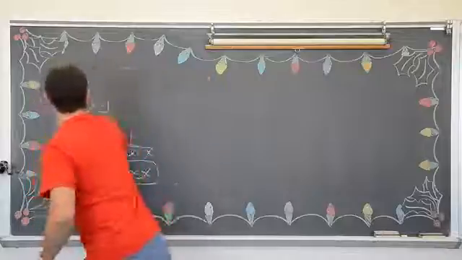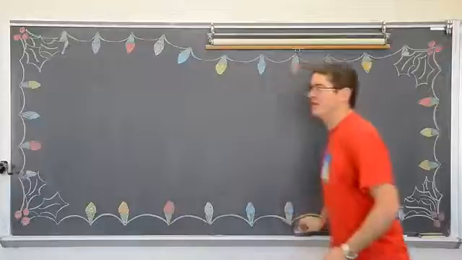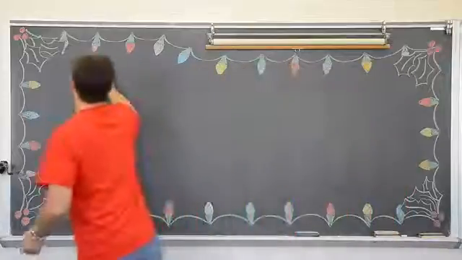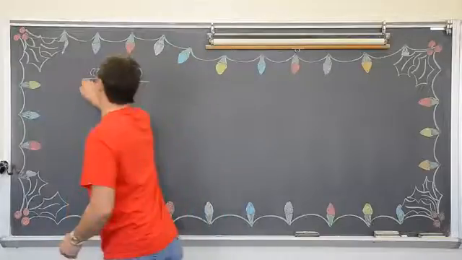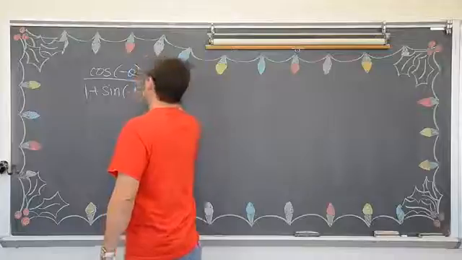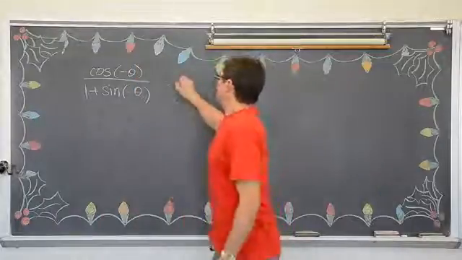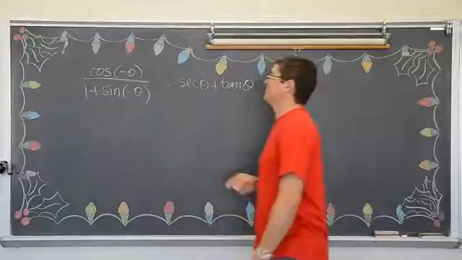Okie dokie. So the next proof we're going to take a look at, or identity we're going to try and verify, is the cosine of negative theta over 1 plus the sine of negative theta equals the secant of theta plus the tangent of theta.